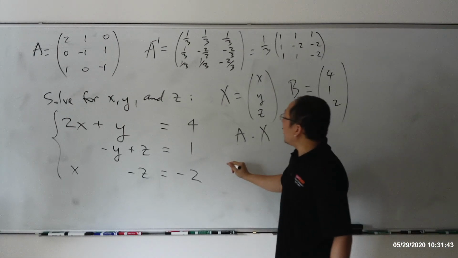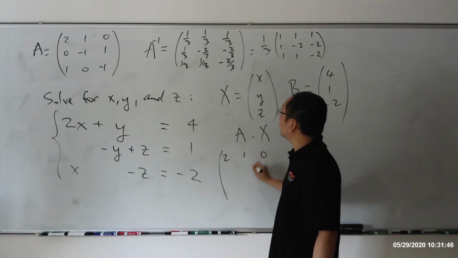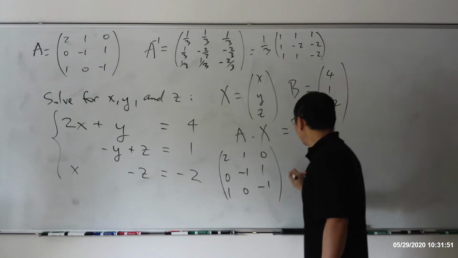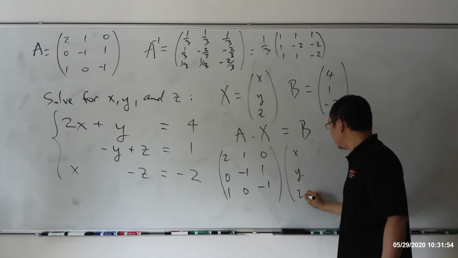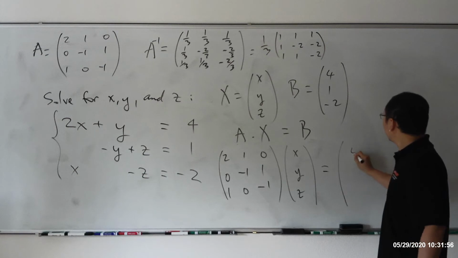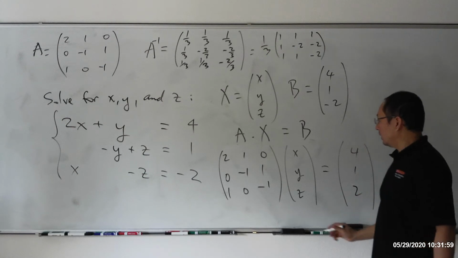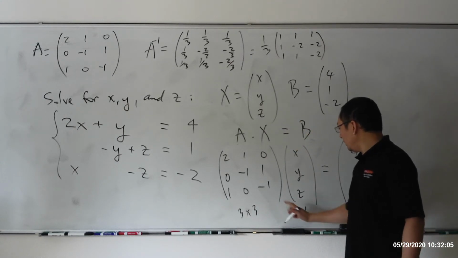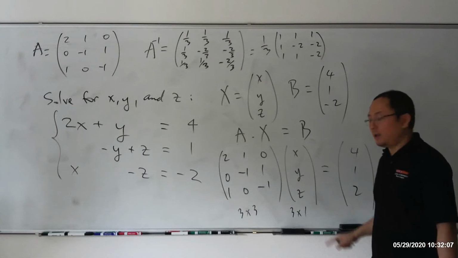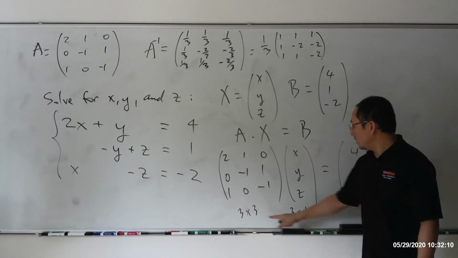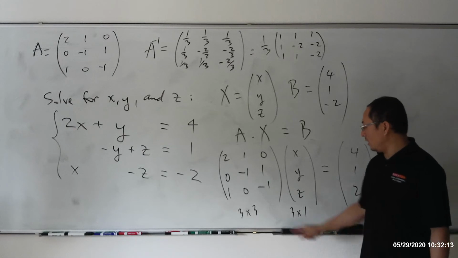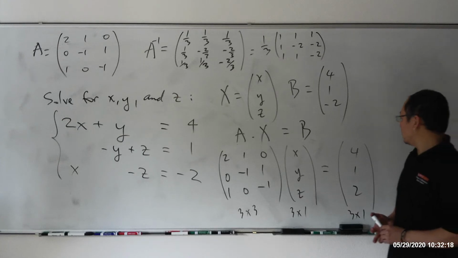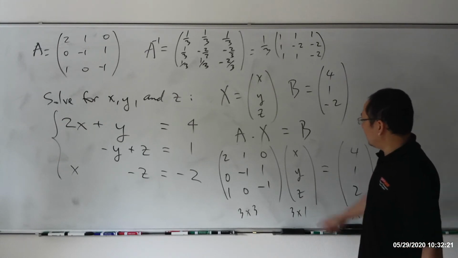Let's check it out. What is A? 2, 1, 0. 0, negative 1, 1. 1, 0, negative 1. Okay? And what is X? X, Y, Z. And what is B? 4, 1, negative 2. And matrix A is of the size 3 by 3. Matrix X is 3 by 1, right? 3 rows, 3 columns for A. X is 3 rows and 1 column. So 3 by 3 times 3 by 1 is okay, good, and the answer is going to be 3 by 1. So the condition meets, we can multiply and see what it is in here.